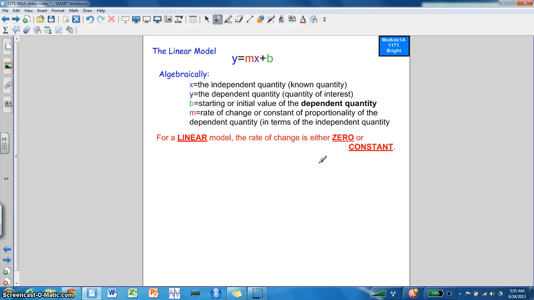And now algebraically, x is just the independent quantity, y is the dependent quantity, b is our starting value or initial value, and then m is the rate of change. We call it the slope, but really what we want to identify it as from a modeling point of view is a rate of change or a constant of proportionality. So if we increase the independent variable by this amount, the dependent variable will increase by a multiple of m. In our linear model, the rate of change is either going to be zero or it's going to be constant. We'll talk about cases where it is not constant when we get to nonlinear models. Okay, so let's try and use some of this in an example.